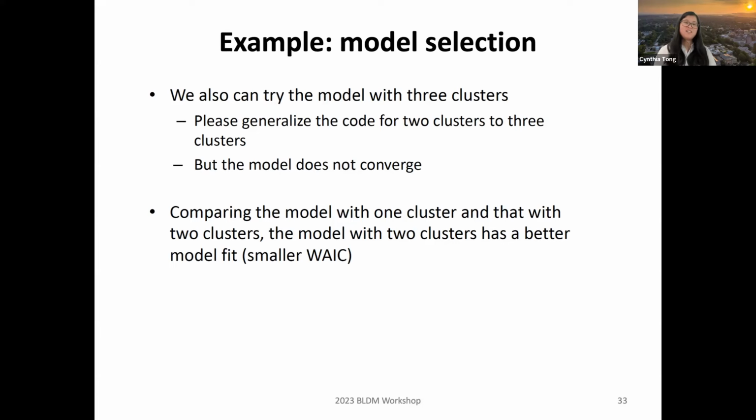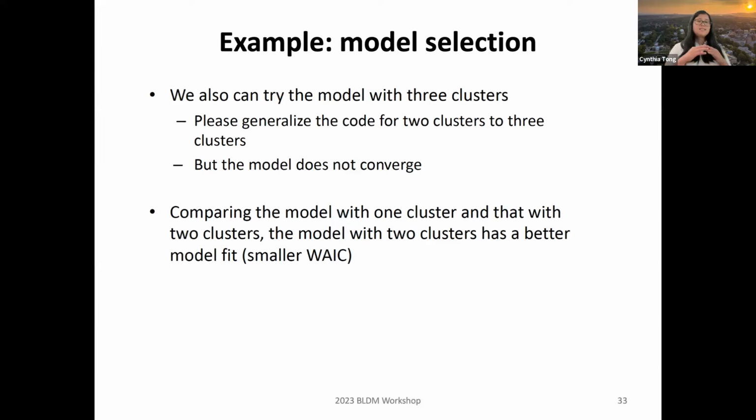Actually, the data are simulated data, and we know what the true model is. The true model is just a 2-class model because we simulated data from 2 latent classes. That also makes sense for the 3-class model not converging. But in practice, if you think a more complex model makes sense, then we can use informative priors in order to work on the convergence of the model. Comparing the model with 1 class and with 2 classes, the model with 2 classes has a better model fit.